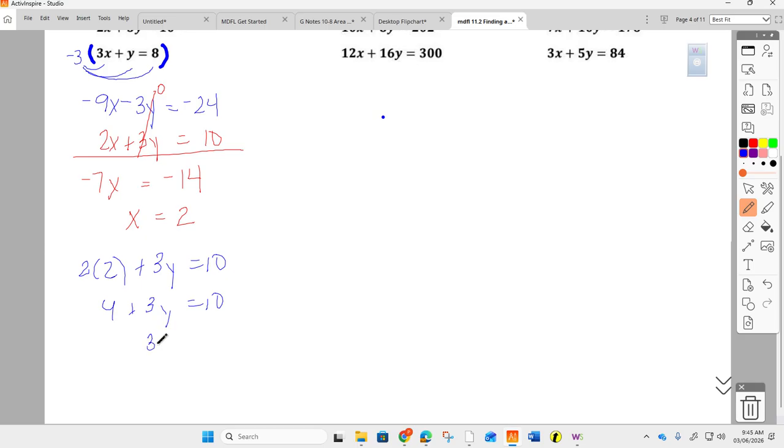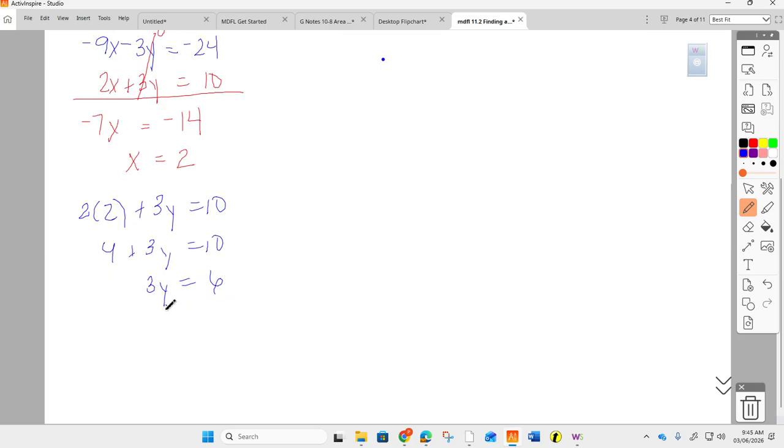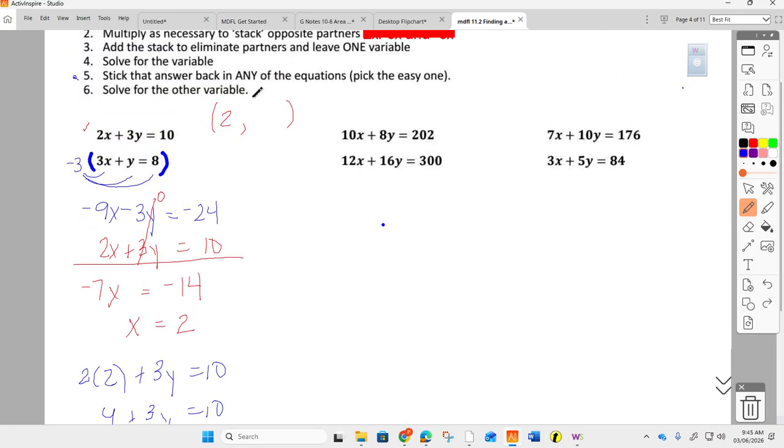Subtract 4 from both sides. 3y equals 6. Divide both sides by 3, and now we know that y equals 2. So the x-coordinate and the y-coordinate, the solution is 2, 2.